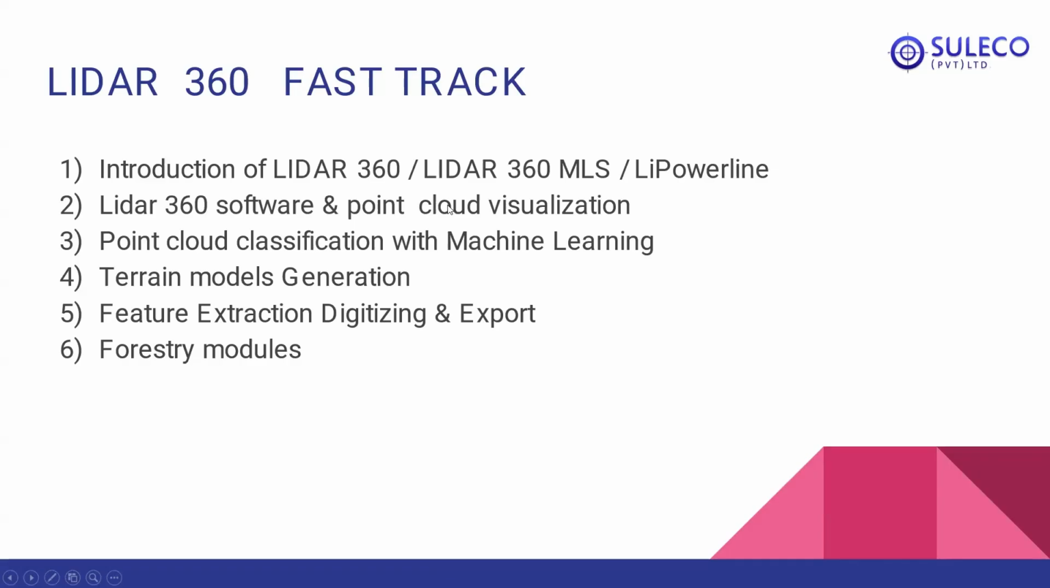We have several classification methods. We can use machine learning or deep learning, so we will talk about classification using those modules. Then we go to terrain models, feature extraction and digitizing, and exporting those digitized feature layers to a GIS background, CAD environments or any other formats. And then we go to the forestry modules here.